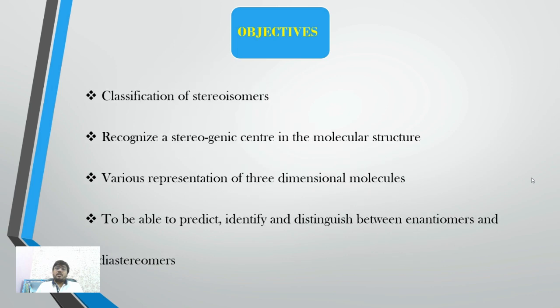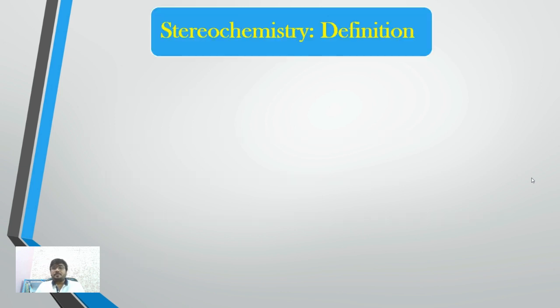Now consider the objective part. So basically, here are the objectives: the classification of stereoisomers, and we recognize a stereogenic center in the molecular structure. How do we recognize that? We will learn in this course various representations of three-dimensional molecules and how do we predict any enantiomer or diastereomer.